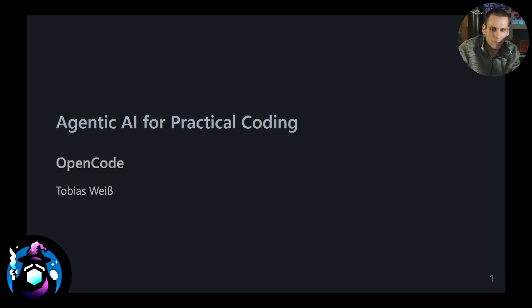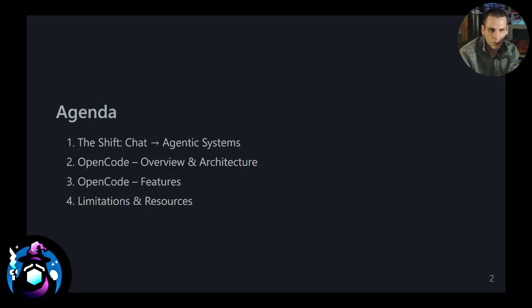Hello. In this video, I want to talk about Agentic AI for practical coding. And the agenda is as follows. I want to talk about the shift that's currently happening, about OpenCode, the CLI tool I'm using. Want to give an overview, talk about the architecture, and dive a little bit into the details of the features and give a little demo. Finally, I want to talk about the limitations of the approach and give you some resources that you can get the software.